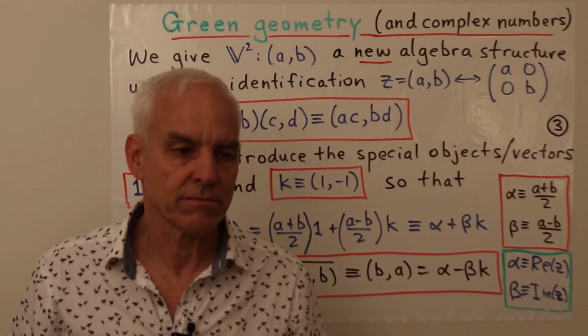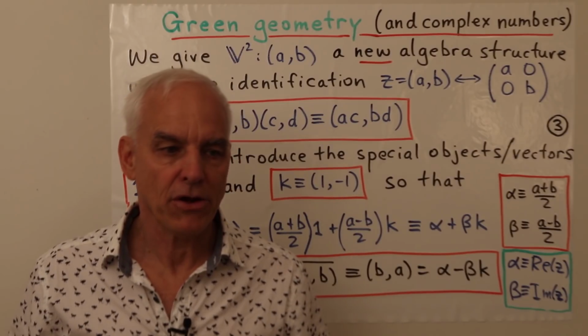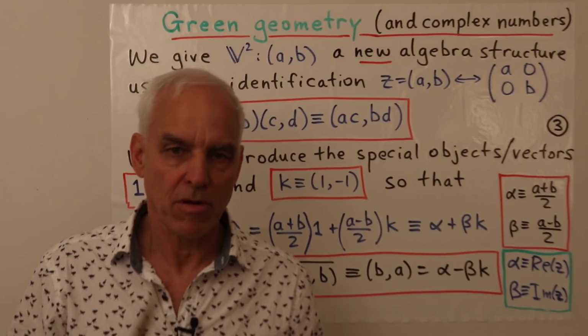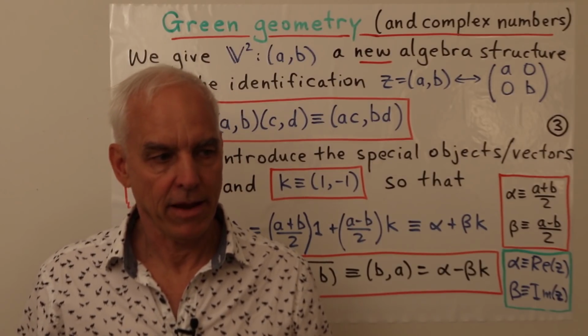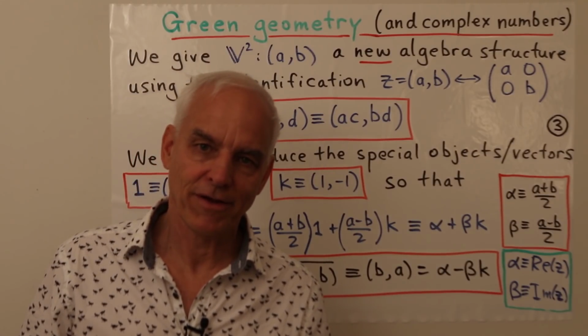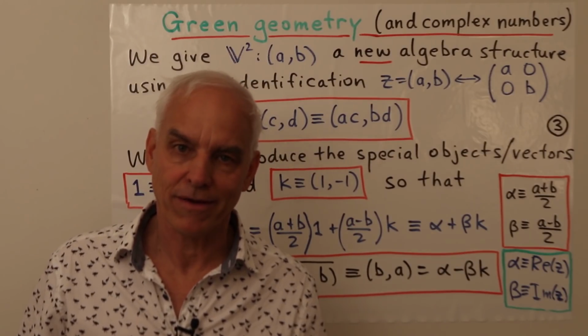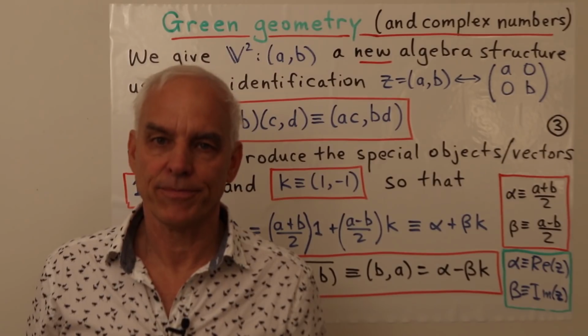So if you asked a 10-year-old, how do you do algebra with vectors, what do you think? You add them component-wise, you subtract them component-wise, and you multiply them component-wise. That's the simplest possible thing. That's exactly what we're doing here.